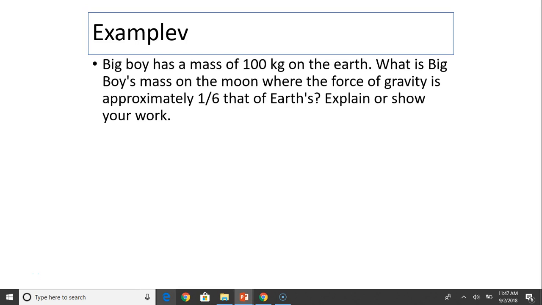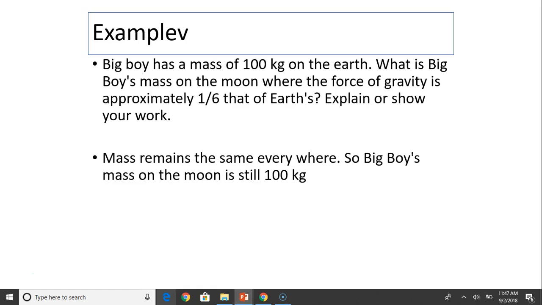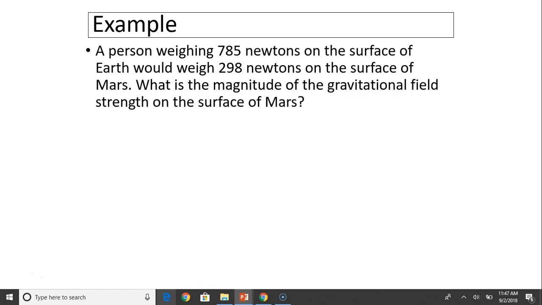Example. Big Boy has a mass of 100 kilograms on Earth. What is Big Boy's mass on the Moon, where the force of gravity is about 1/6 that of the Earth? You need to explain. Well, it is also 100. That's because mass does not change.